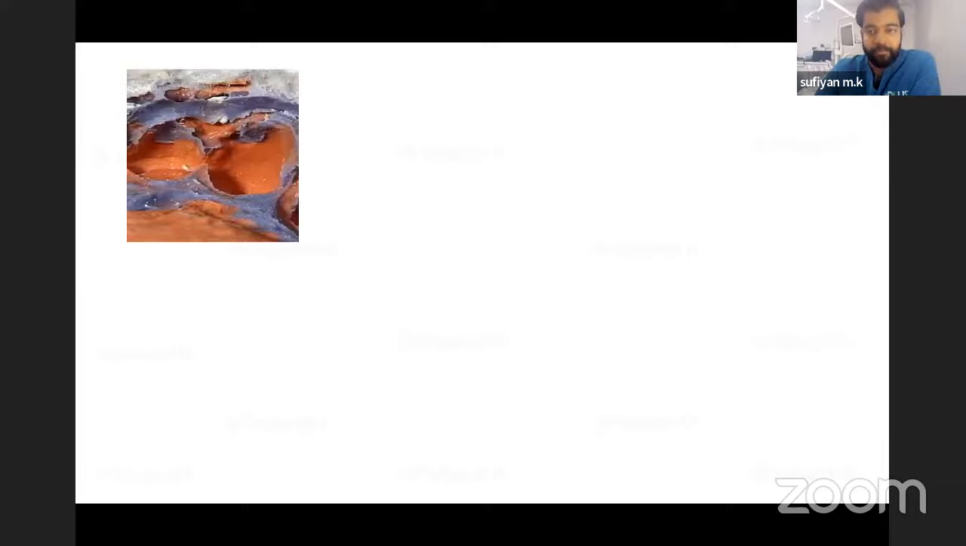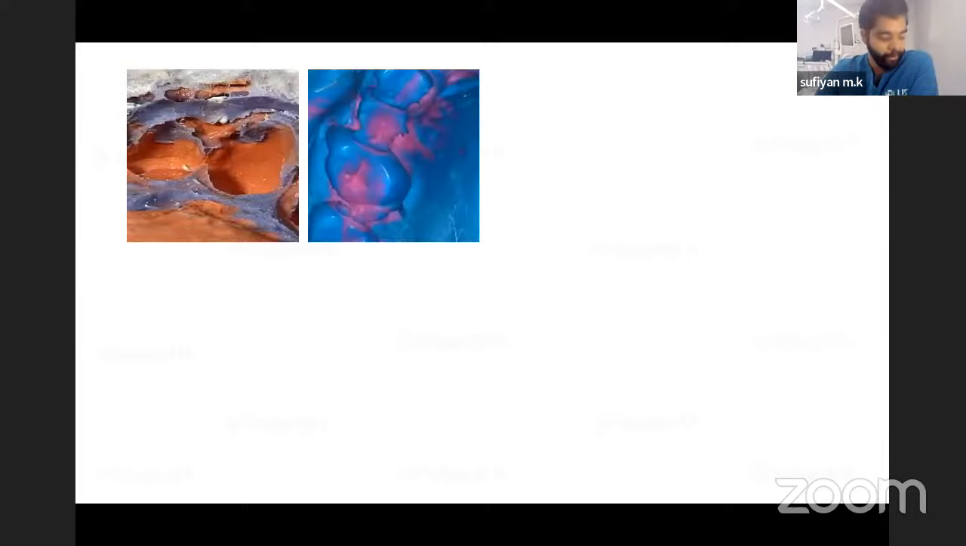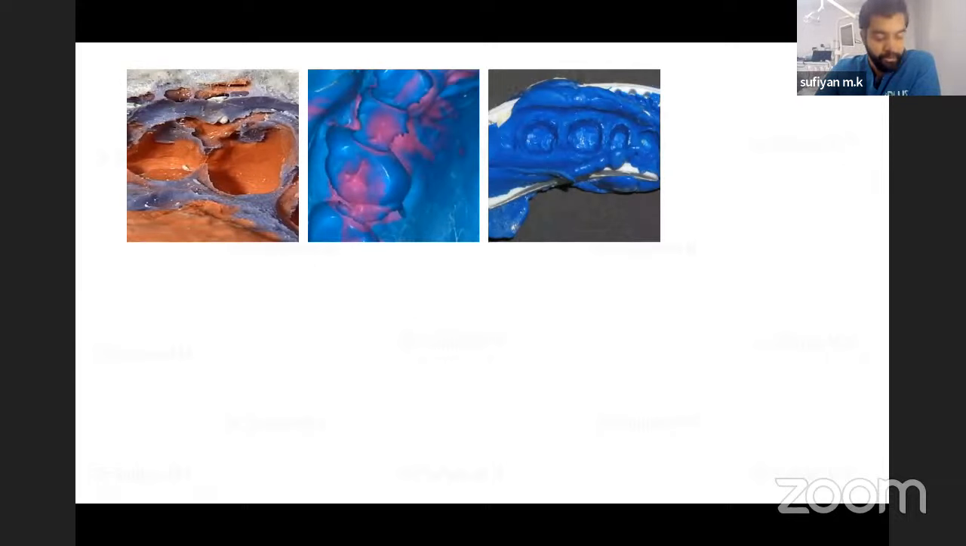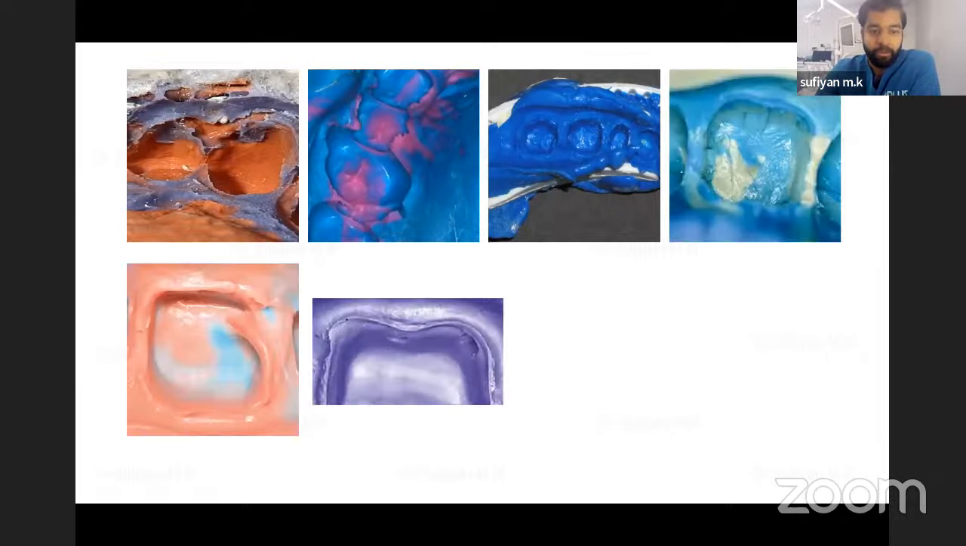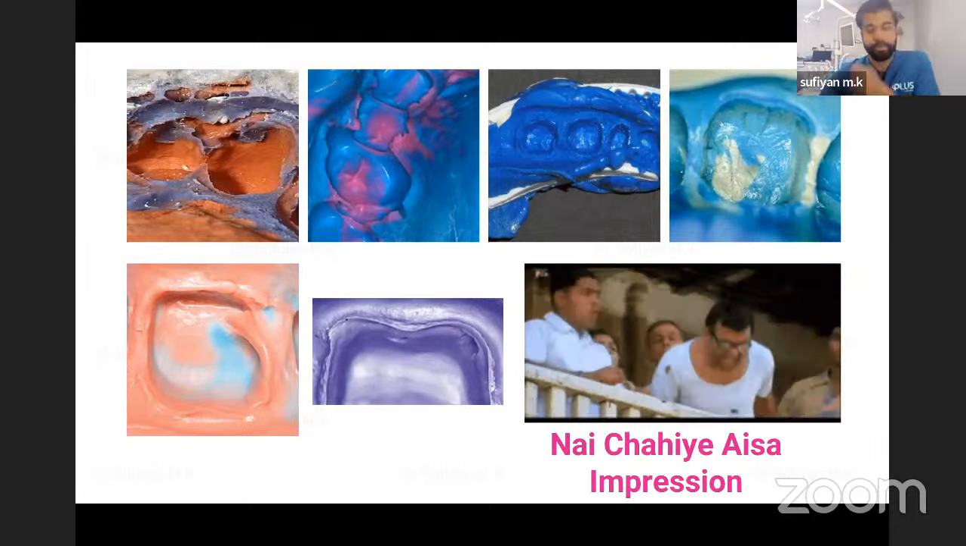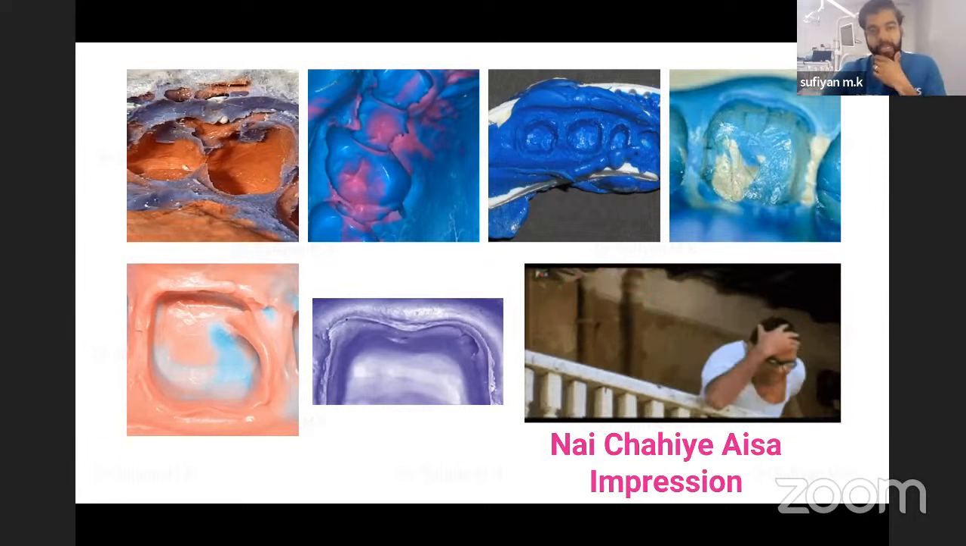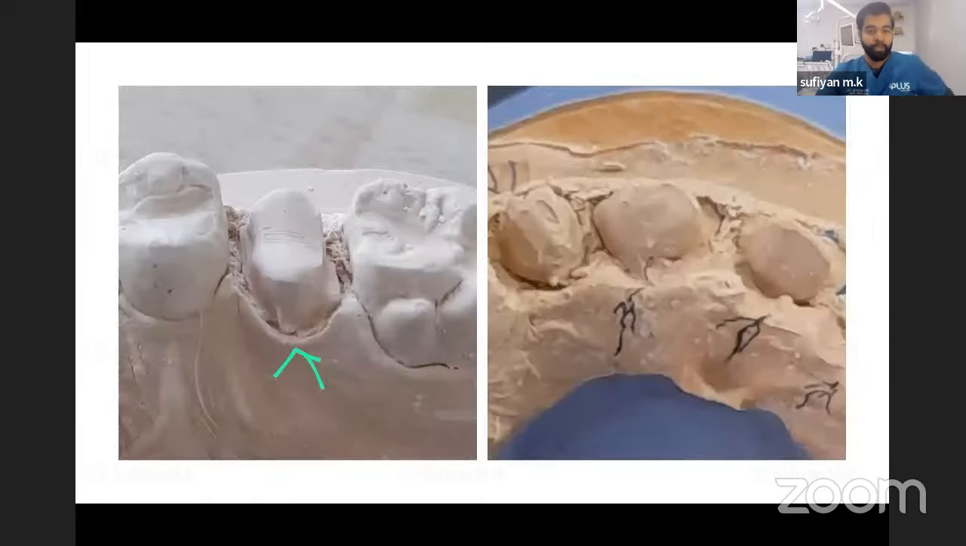And you don't want your impressions to be like this, nor like this, right? Torn impressions, voids here, incomplete light body flowing. You don't want this kind of impressions to be sent to the lab technician. You might have seen the lab technician pour the cast, send it to you and tell you that, doctor, there is no finish line visible, can you please repeat the impression for me?